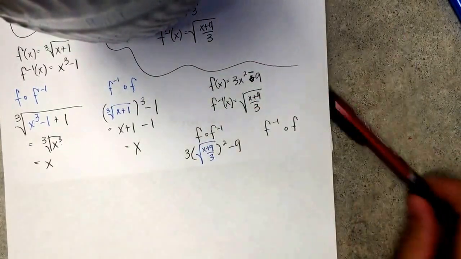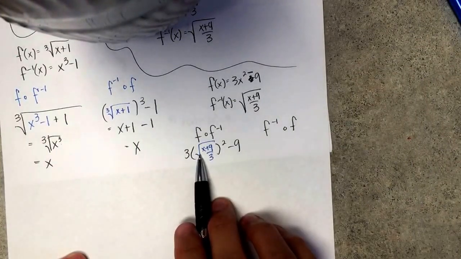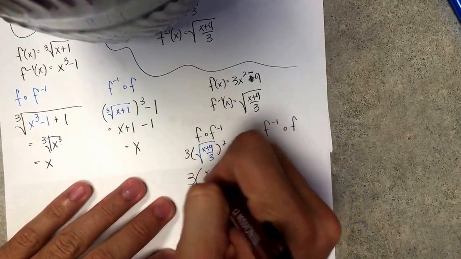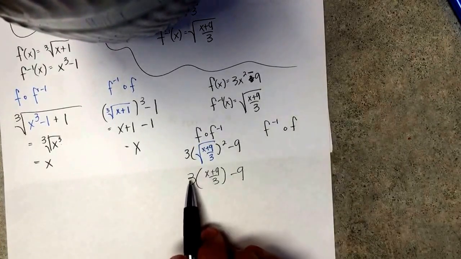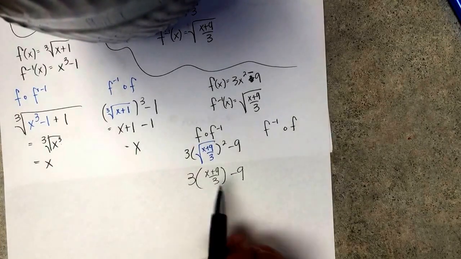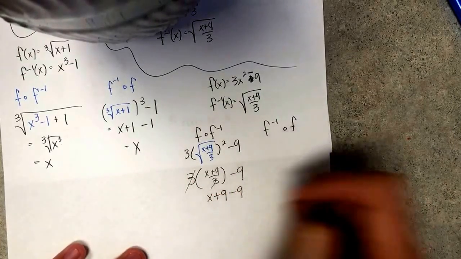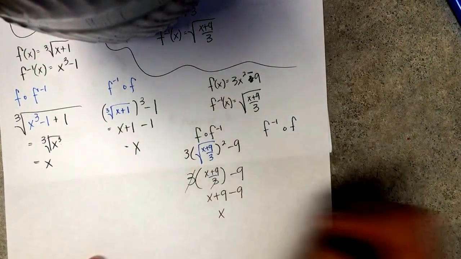So we simplify step by step. First step, the square and root cancel out. So I'm left with 3 times x plus 9 over 3 minus 9. Times 3, divide by 3, cancel out. So I'm left with x plus 9 minus 9. The 9's cancel out. I'm left with just plain x.